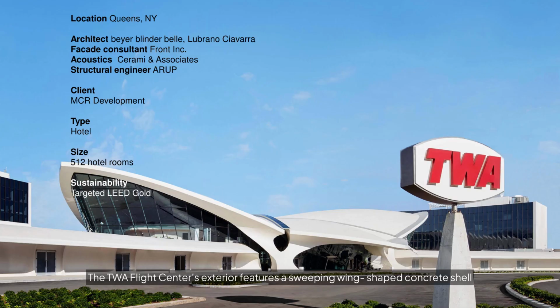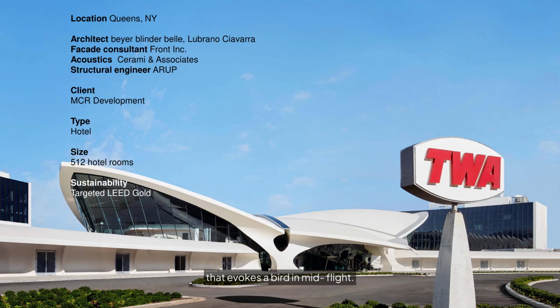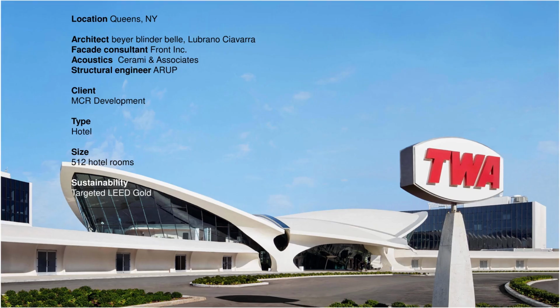The TWA Flight Center's exterior features a sweeping, wing-shaped concrete shell that evokes a bird in mid-flight. The design is organic and biomorphic and an abstract symbol of flight itself. The project was restored and augmented with 2 new hotel wings, clad in a modern curtain wall system. The TWA Hotel is a prime example of sustainable architecture. With 512 rooms, it targets LEED Gold certification, showcasing innovative design and environmental responsibility.